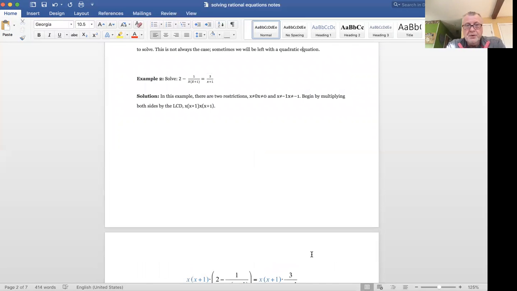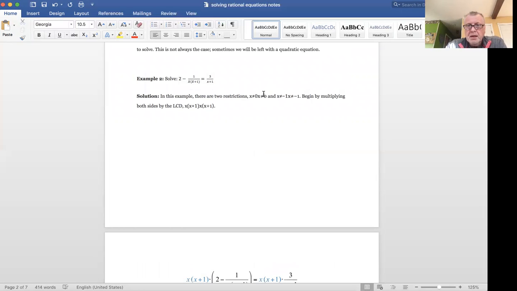Let's take a look at another example. This is example 2. We're going to solve 2 minus 1 over x times the quantity x plus 1 equals 3 over x plus 1. So here our denominators can't be 0, so x can't be minus 1. And also, the single x is in the denominator, so x can't be 0.